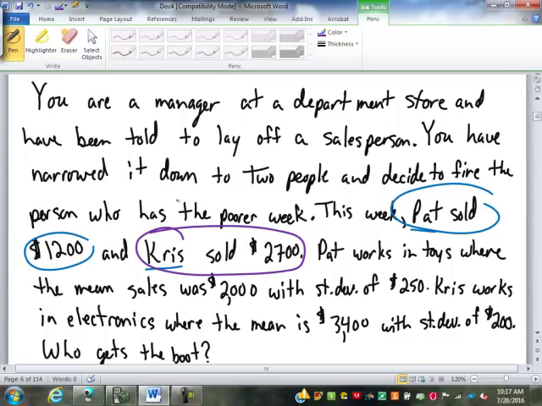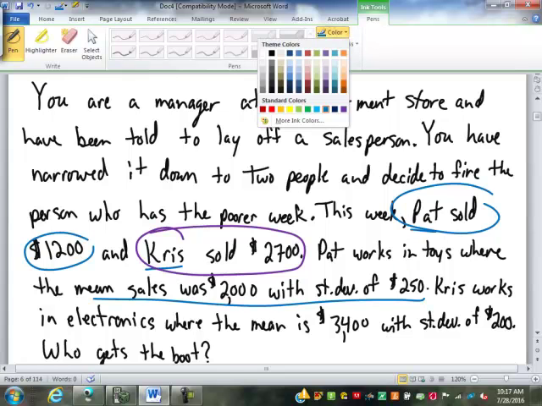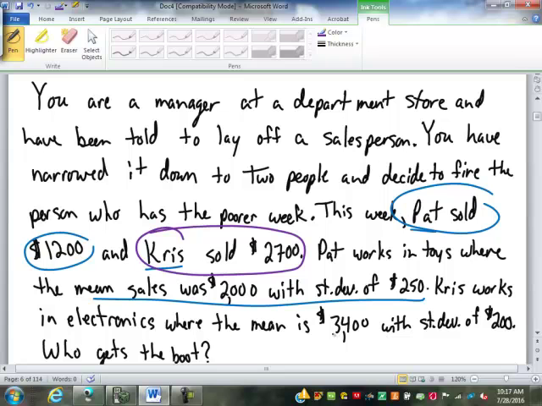But you realize that that's not necessarily fair because they are in different departments and certain things are easier to sell than others. So you decide to compare them to their own department. In Pat's department, which is toys, the mean sales is $2,000 with a standard deviation of 250. In Chris's department, which is electronics, mean sales are $3,400 with a standard deviation of 200. So in order to make this fair, we have to compare their z-scores for their sales rather than their flat out sales numbers.